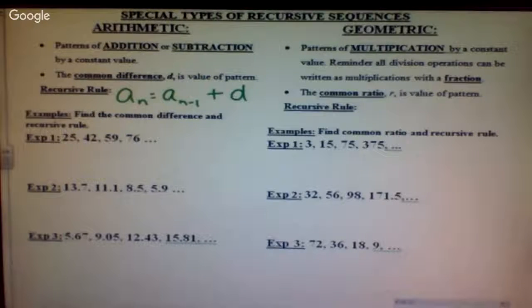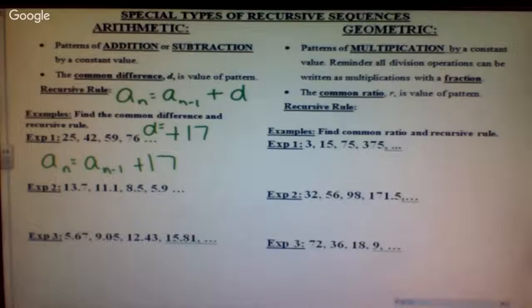If you look at the examples here, we need to find the common difference, and then I want you to write the rule. So you said this is +17. That's my common difference, so D equals +17. When you write this as a recursive rule, A sub n equals the previous term, A sub n minus 1, +17. It's as simple as that. Go back to the previous number that I've given you and add 17.